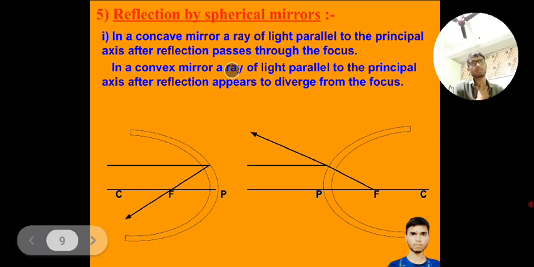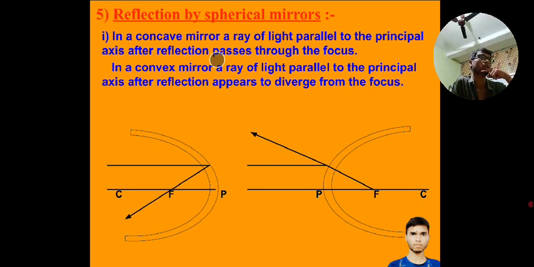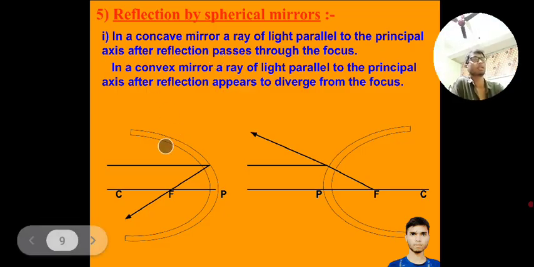Reflection by spherical mirrors. Let's visualize reflection. In a concave mirror, the reflecting surface is inward, so of course it will converge. The rays of light will be converged. This is a concave mirror. Now here a light is coming which is parallel to the principal axis. Since we took a concave mirror, this parallel ray will meet at the focus.